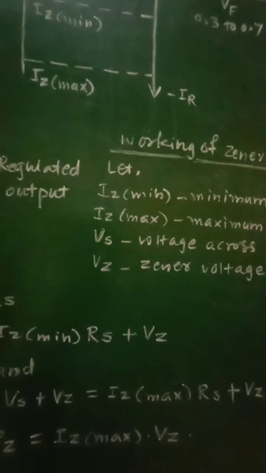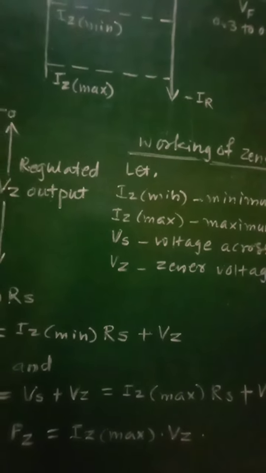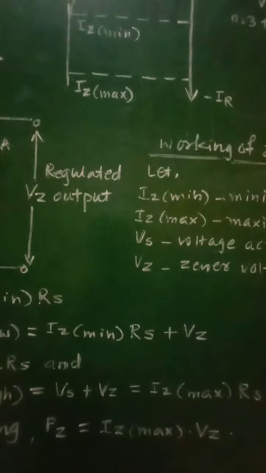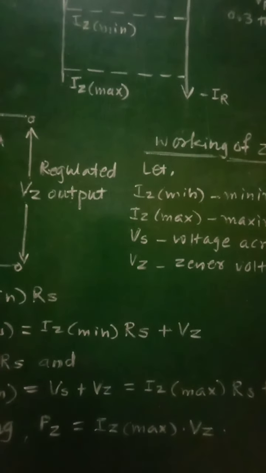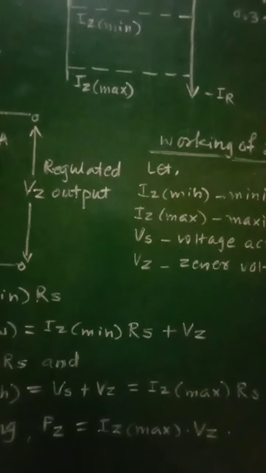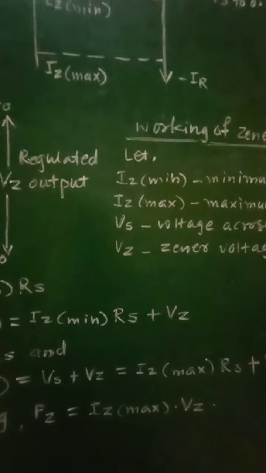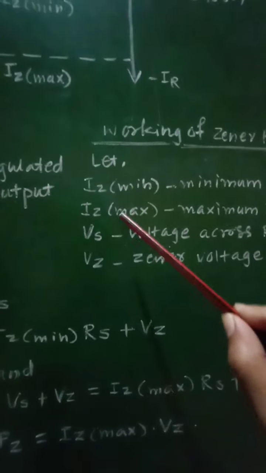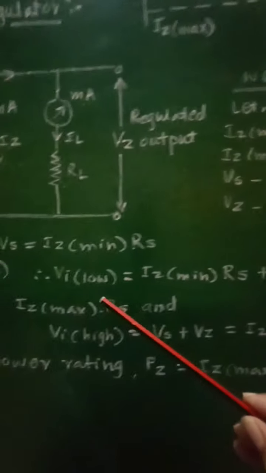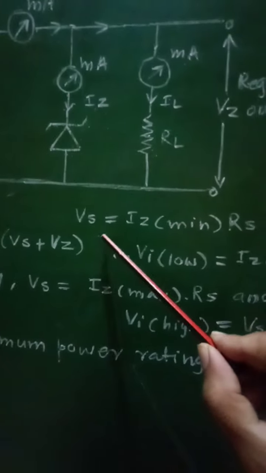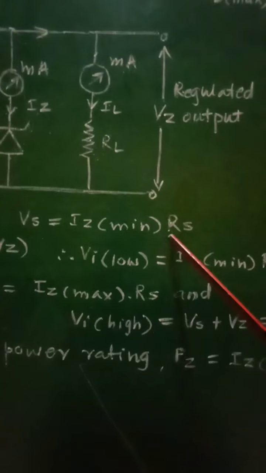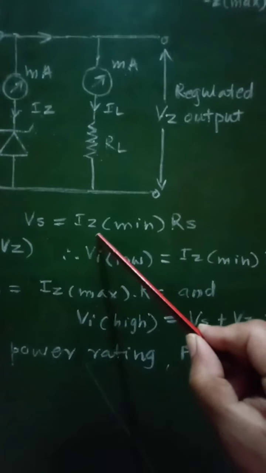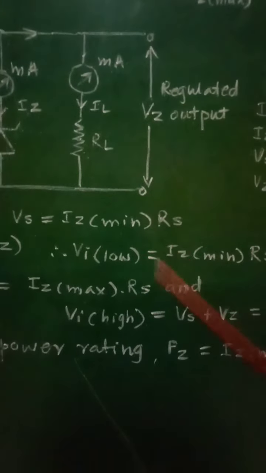Now Vs, that is the voltage across the series resistance Rs, when the current is minimum, will be given as Vs equal to Iz minimum into Rs, as V equals IR. Therefore, Vs will be equal to Iz minimum into Rs.